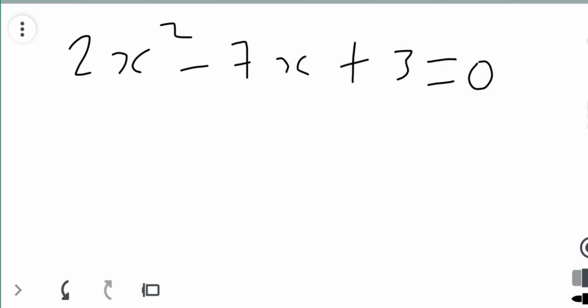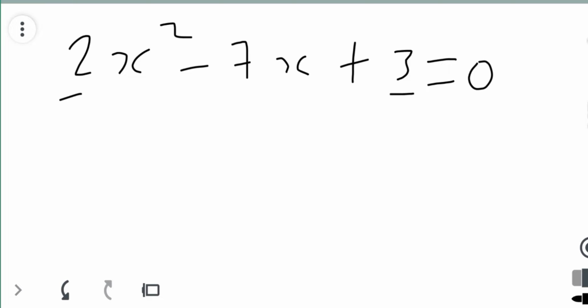So from here now, we'll think of two numbers that when we add them together, we'll be getting minus 7x, and that same number, if we multiply them together, we'll be getting 6x squared, which is 2 multiplied by 3, that's 6, so 6x squared. So if you agree with me, that number easily is going to be 6 and 1.